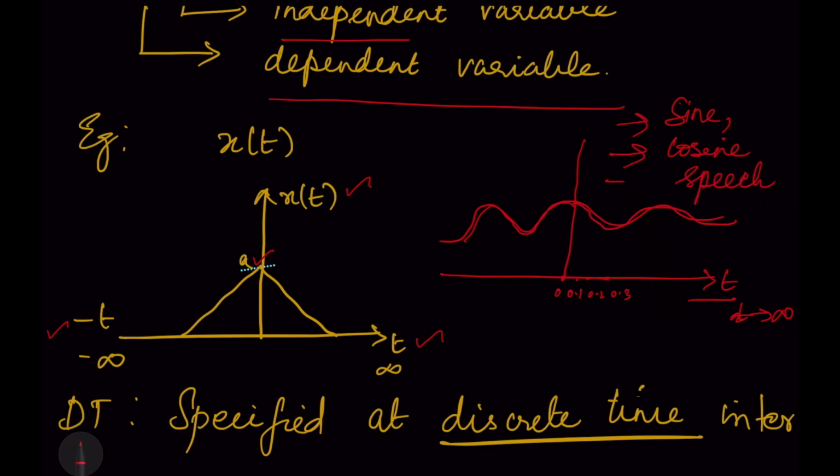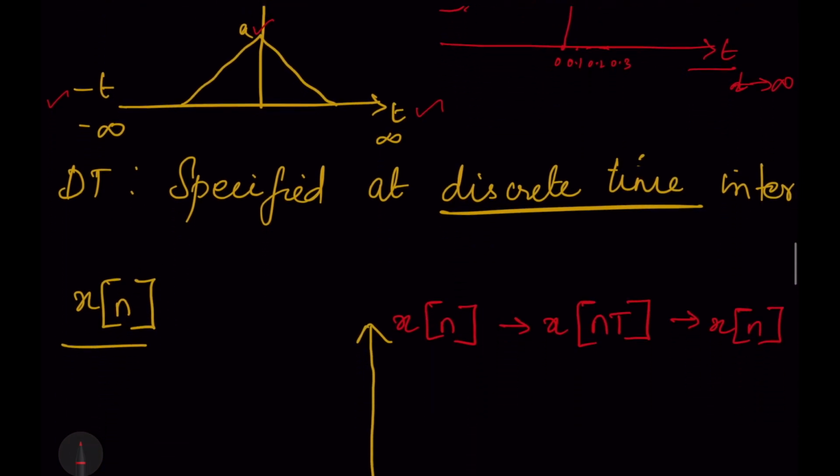Now let's discuss a discrete time signal. These are signals which are specified at discrete time intervals. Here discrete means at irregular time intervals. At irregular time intervals, you call it a discrete time signal. Here is a best example for you to understand.